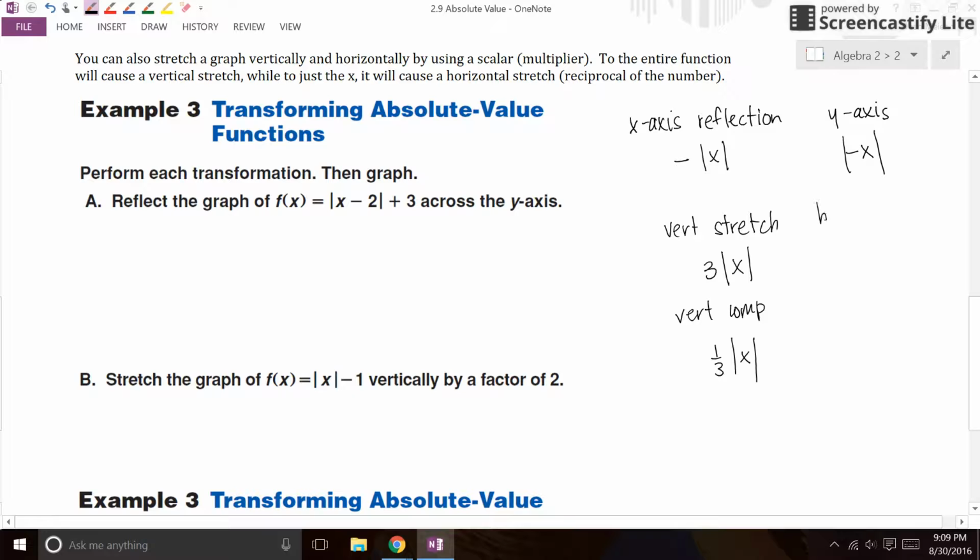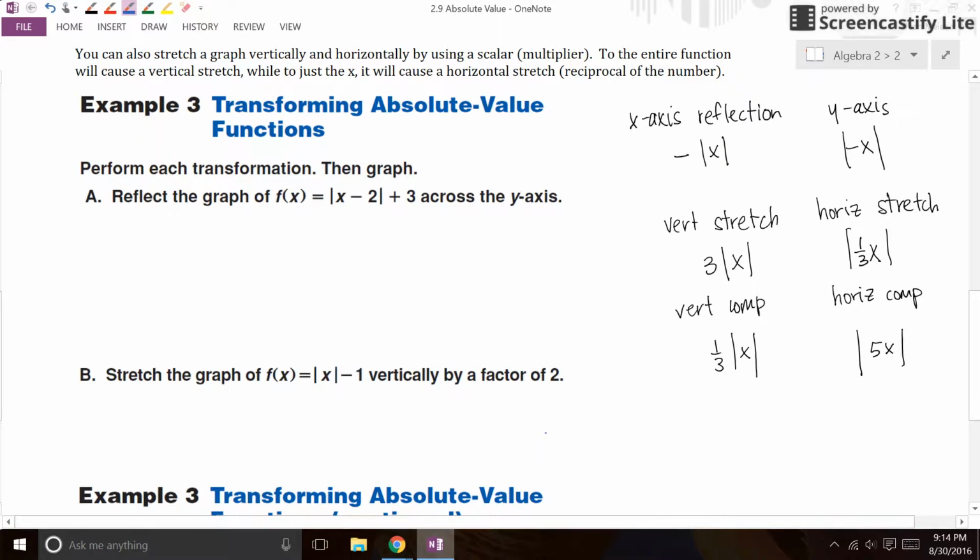Now, what about horizontally? Remember, horizontally is always the weird one. So a horizontal stretch, you would say, oh, I know, stretch. If I was going to do a horizontal stretch, I would do it to just the x, right? So I would do it to the x. But remember that horizontal is always opposite. So a stretch is actually a small number that will cause a horizontal stretch, where a horizontal compression would be a big number to just the x, because darn it, everything to the x is opposites. So there you go. You got your reflections and you got your horizontal and vertical stretches and compressions.